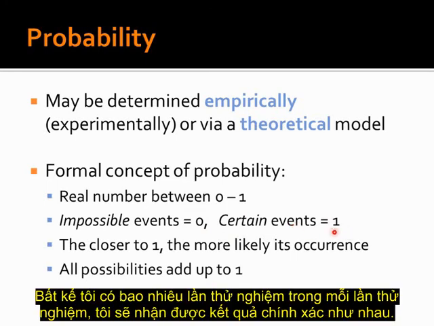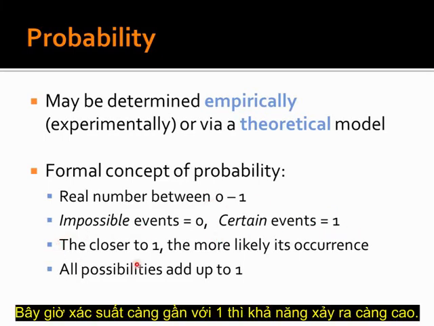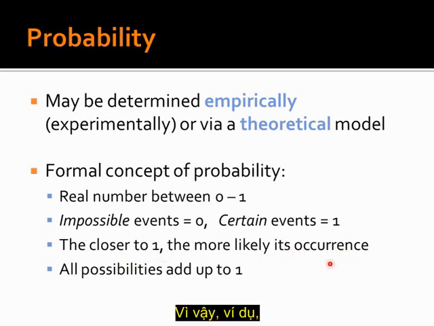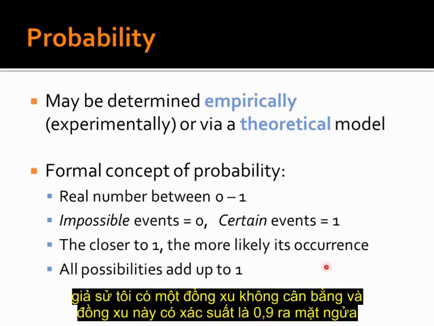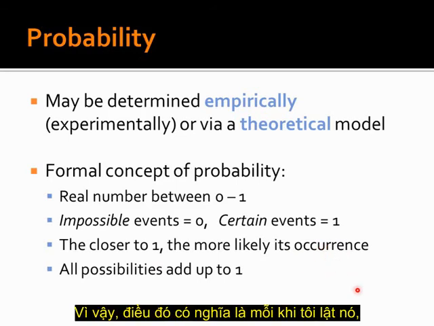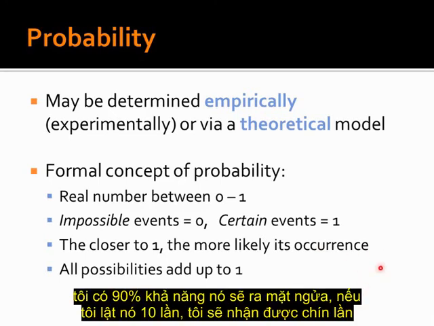No matter how many trials I do, in every single trial I will get the exact same outcome. Now the closer the probability is to 1, the more likely it is to occur. So for example, let's say I have a coin which is not fair, and this coin has a probability of 0.9 for heads. So that means that every time I flip it, I have a 90% chance it's going to come out heads. If I flip it 10 times, chances are I'm going to get 9 heads.